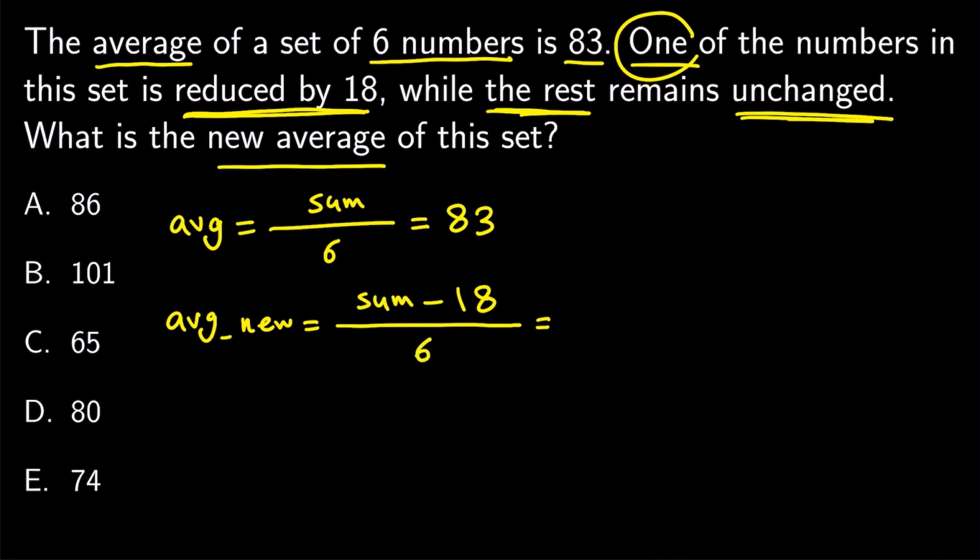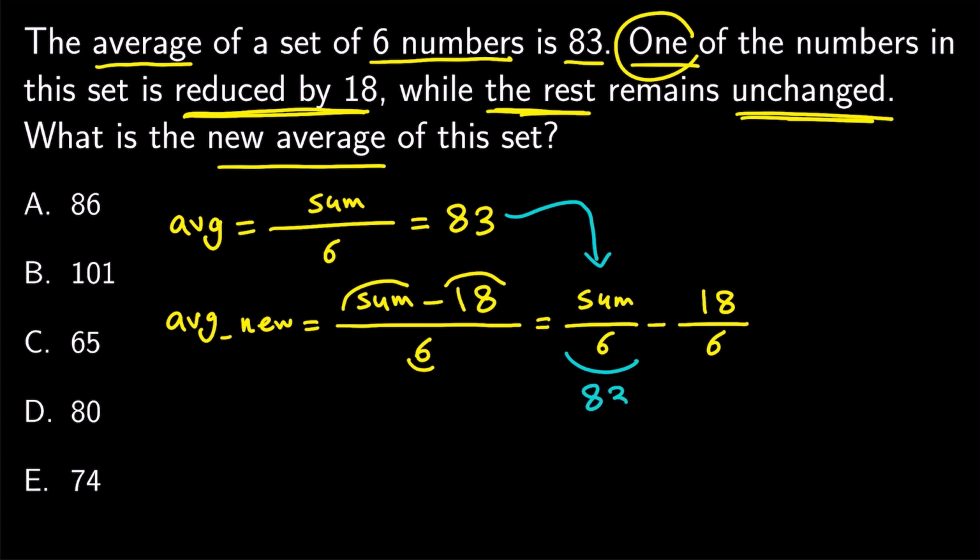Now, using the distributive property of division, we get sum divided by 6 minus 18 divided by 6. We know that sum divided by 6 is 83, and 18 divided by 6 gives us 3.